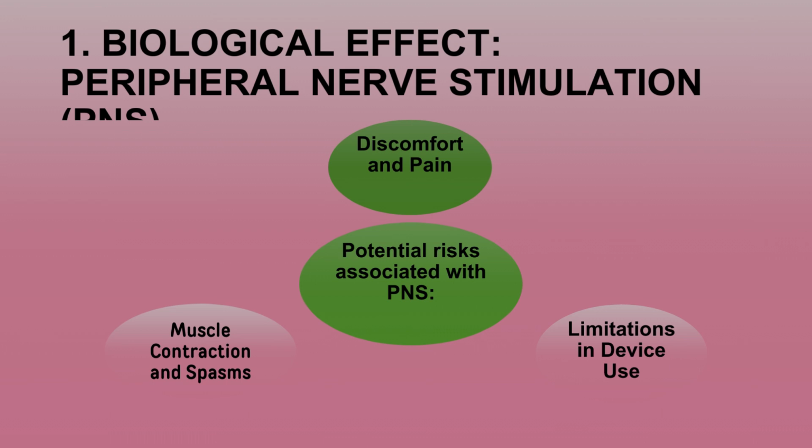Next, limitation in device use. Peripheral nerve stimulation limits the usability of devices in certain applications. For example, in TMS, the strength and frequency of the magnetic field need to be carefully controlled to avoid unwanted side effects.